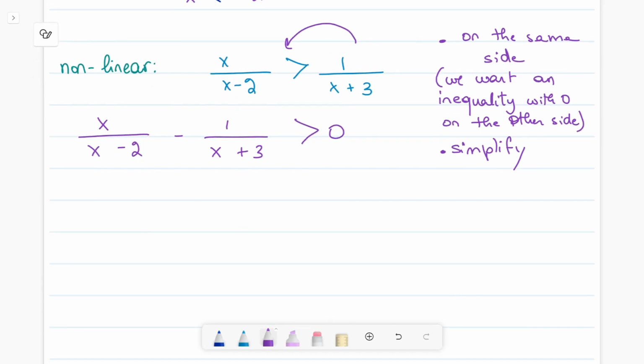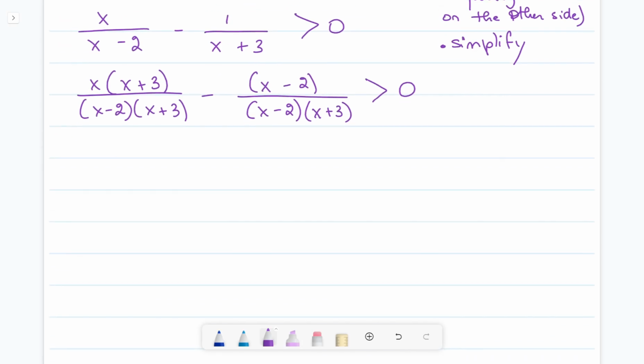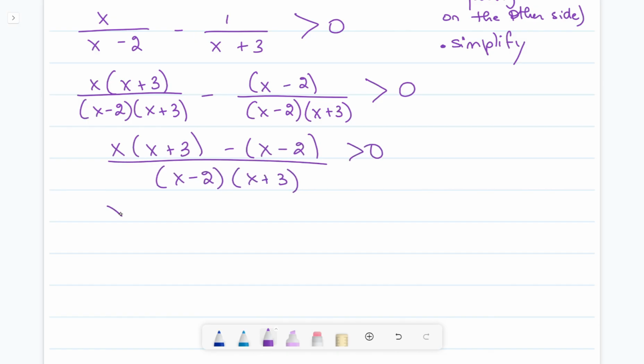So we want a common denominator, which in our case can be x minus 2 times x plus 3. Since I multiplied my denominator by x plus 3, I should also multiply the numerator. Same thing for the second fraction. I multiplied my denominator by x minus 2, so I should also multiply my numerator by x minus 2. These two fractions have the same denominator, so I can add up the numerators. So let's simplify the numerators. We get x squared plus 3x minus x plus 2.